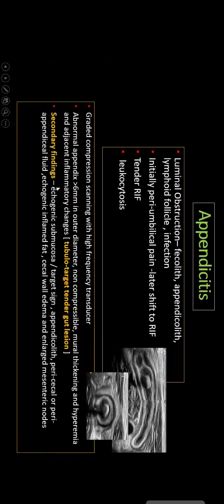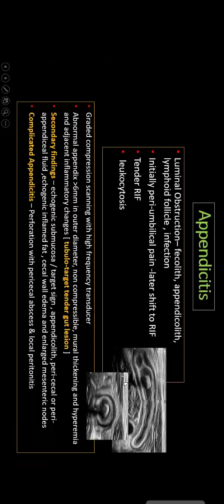Now, secondary signs of appendicitis: echogenic submucosa, target-like appearance, presence of appendicolith or fecolith, pericecal fat reaction, pericecal fluid, adjacent cecal wall edema and adjacent ileal edema because of local inflammation. And we may see mesenteric lymph nodes. So these are secondary signs, and these are the direct signs: tubular target-like tender lesion, diameter more than 6 millimeter, mural thickening, mural hyperemia, presence of fecolith, or some internal echoes or debris within the lumen.